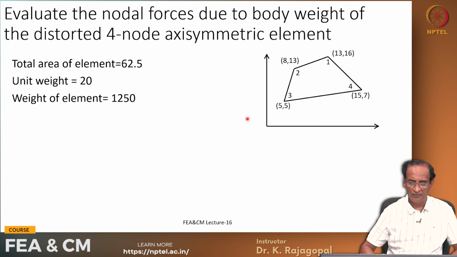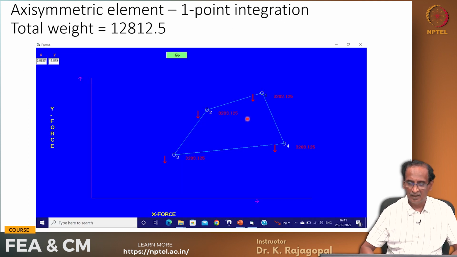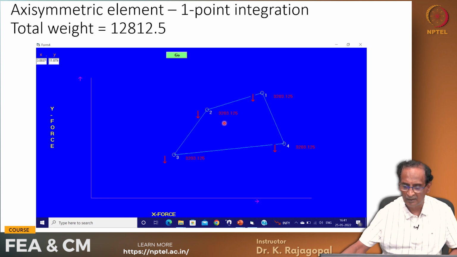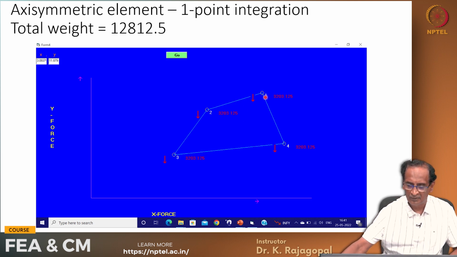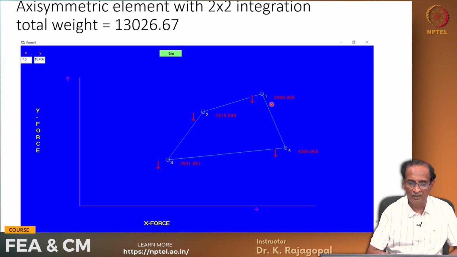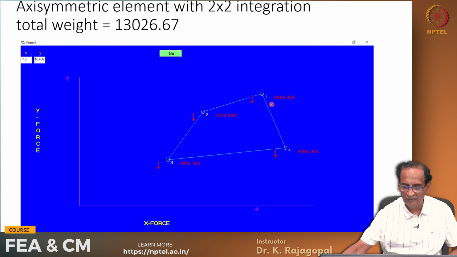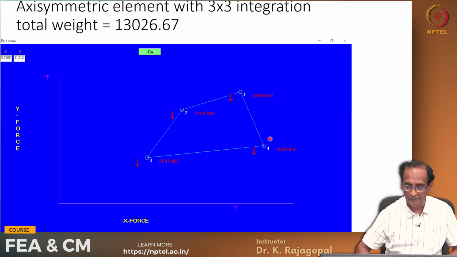And now let us look at the axisymmetric element, the same element but in the axisymmetric geometry. With 1-point integration we get the same load at all the 4 nodes, and with 2 by 2 integration we get a different distribution at node 1, node 2, node 3, node 4. Okay. And even with 3 by 3 integration we get the same loads.